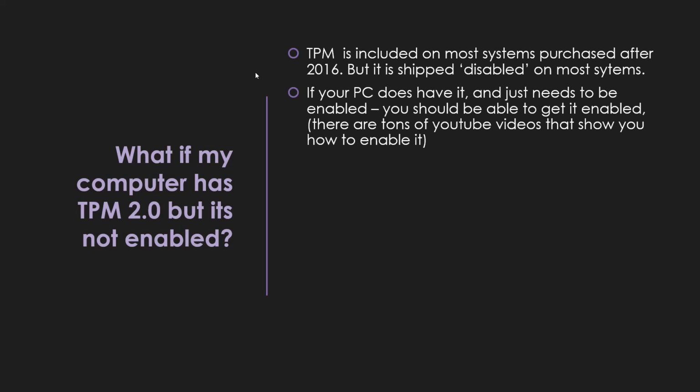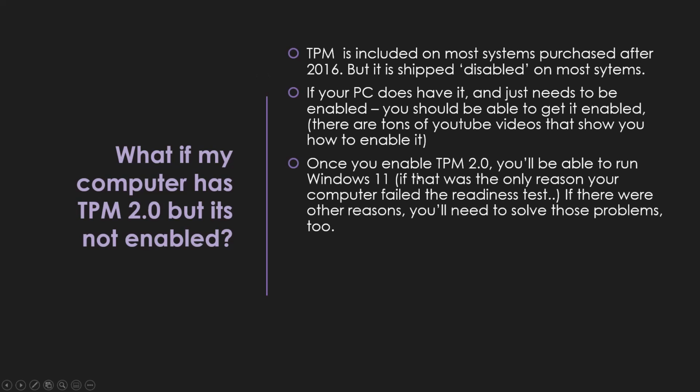Anyways, if your PC does have it and just needs to be enabled, you should be able to get it enabled pretty easily. There are tons of YouTube videos that show you how to enable it. And once you enable TPM 2.0, you'll be able to run Windows 11, if that was the only reason your computer failed the readiness test. If there were other reasons, you'll need to solve those problems too.